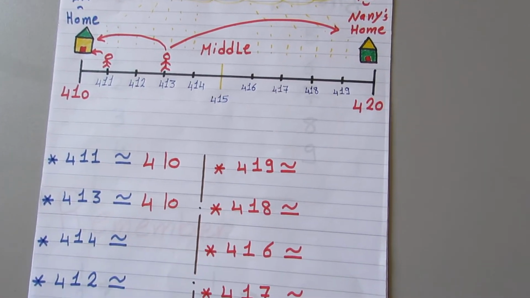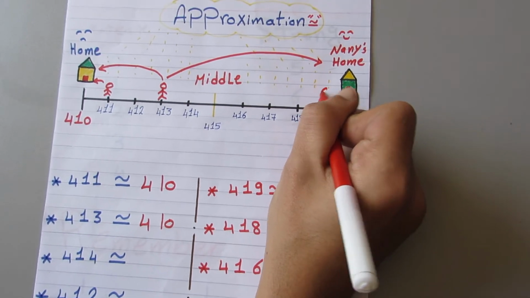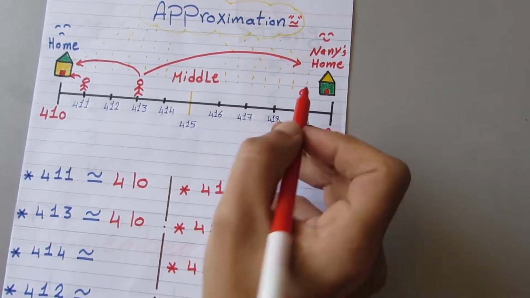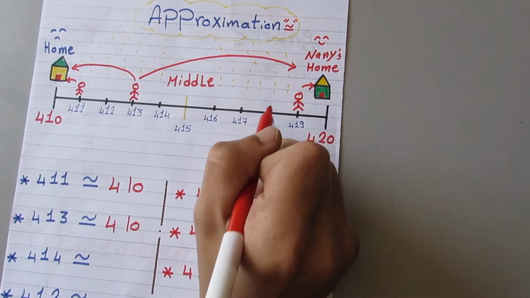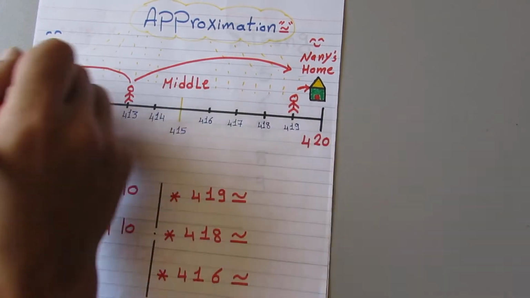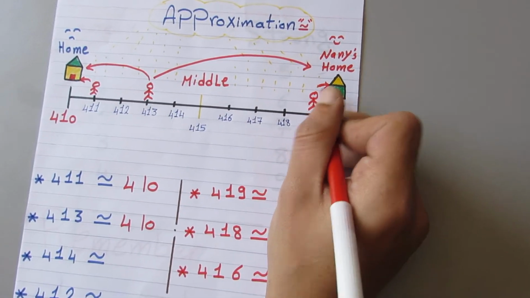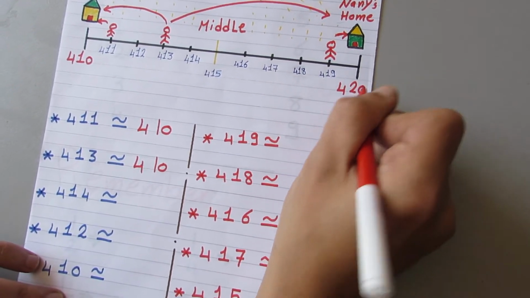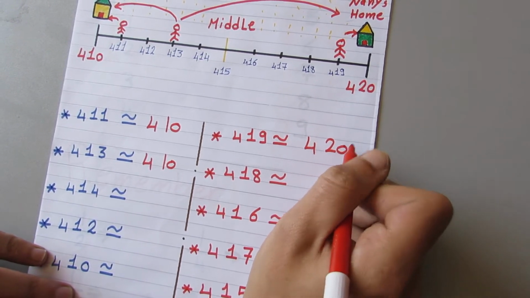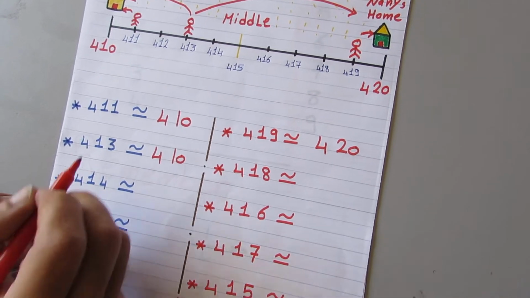What if Ahmed is standing at 419? So the distance between him and his nanny's home is smaller than the distance away from his home. So he will choose to go to his nanny's home, so he would choose to go to the number 420. Let me ask you, what about the number 414?